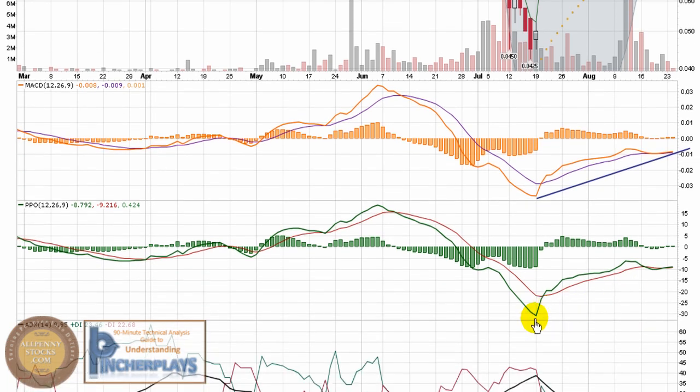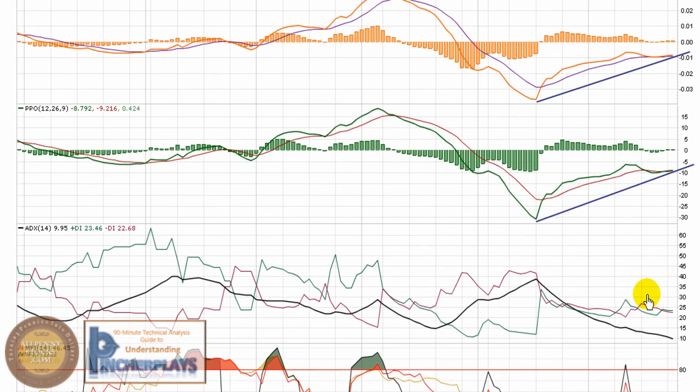Kind of the same look with the PPO. Actually on the histogram on the downside, just getting a bullish cross. It looks like it's going to come, so we're going to keep an eye on that.